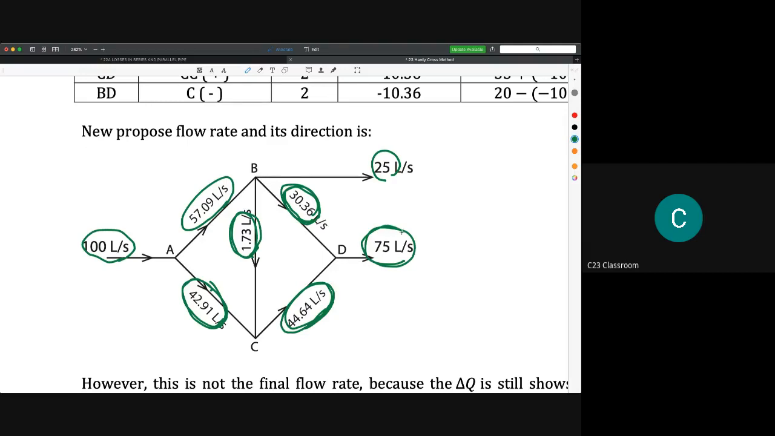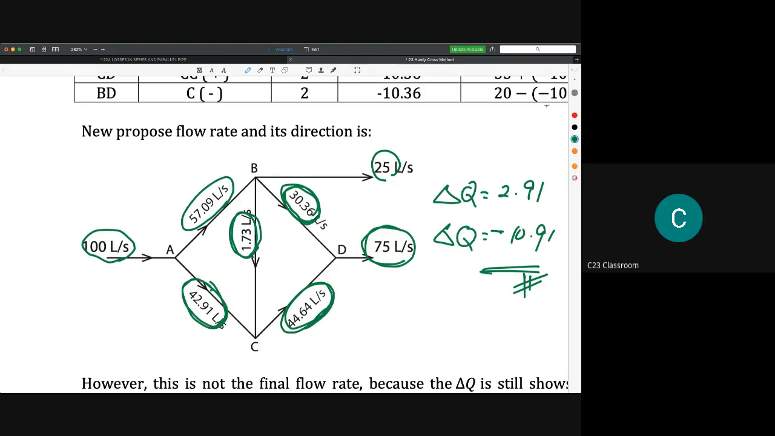So means that these numbers can actually be considered correct, but your delta Q is quite big. So your delta Q is 2.91 and another one is delta Q is minus 10 from 0.91, for example. So the value is still big. So what you need to do is to get the precise numbers, you need to do your second iteration.